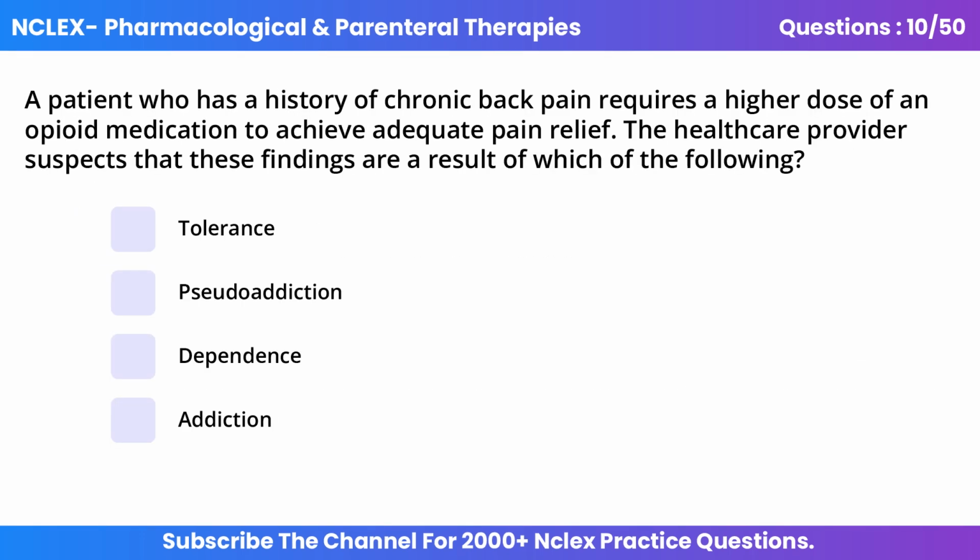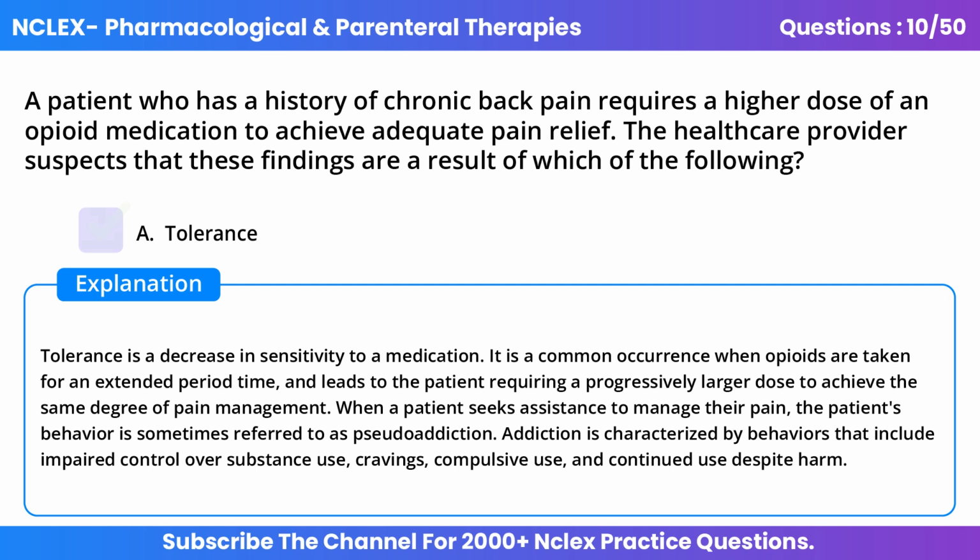Question 10. A patient who has a history of chronic back pain requires a higher dose of an opioid medication to achieve adequate pain relief. The healthcare provider suspects that these findings are a result of which of the following? A. Tolerance.